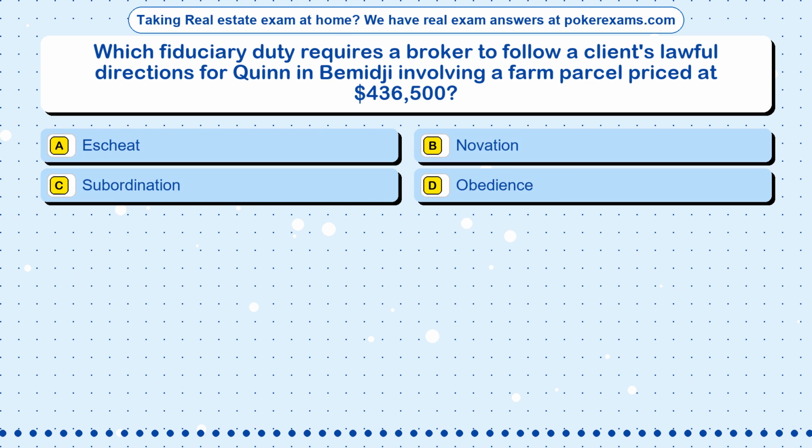Question 84. Which fiduciary duty requires a broker to follow a client's lawful directions for Quinn in Bemidji involving a farm parcel priced at $436,500? Option A, escheat. Option B, novation. Option C, subordination. Option D, obedience.